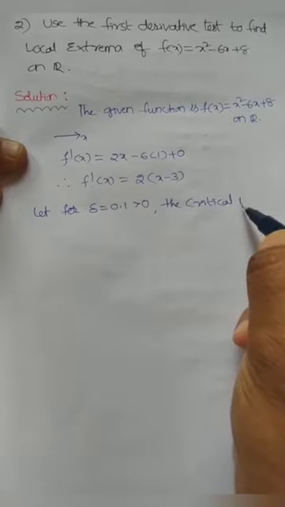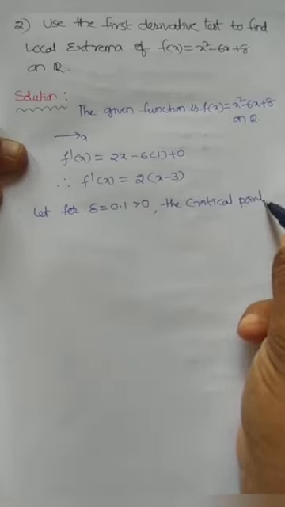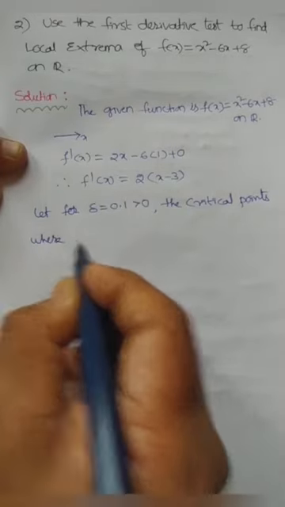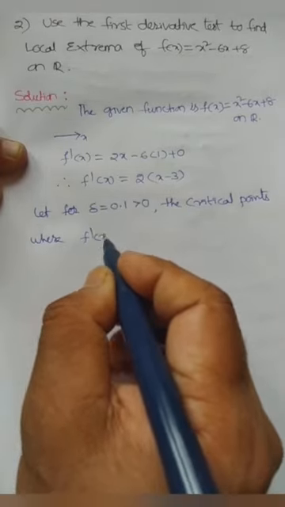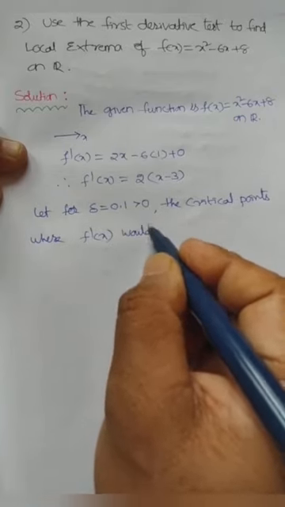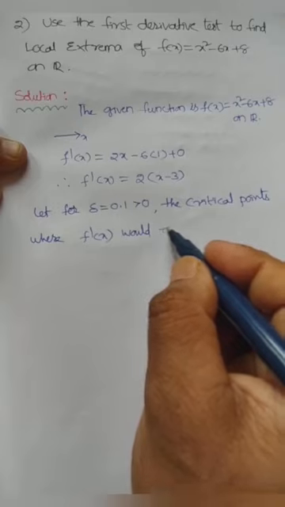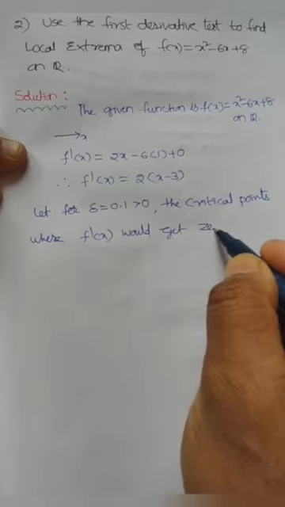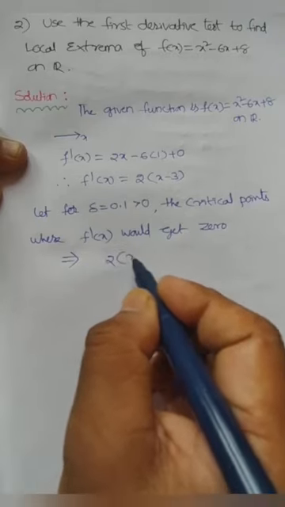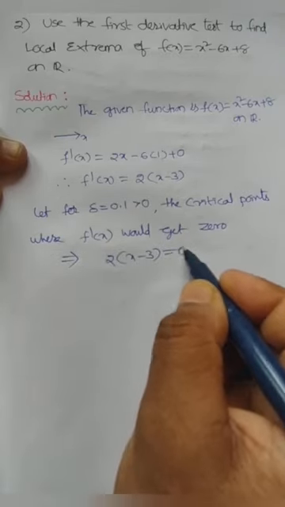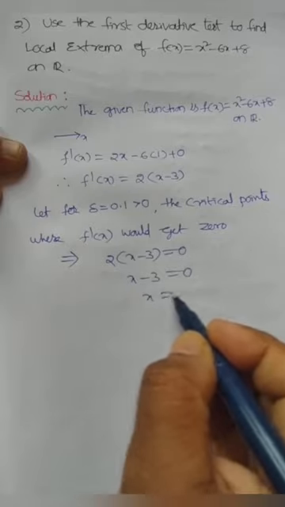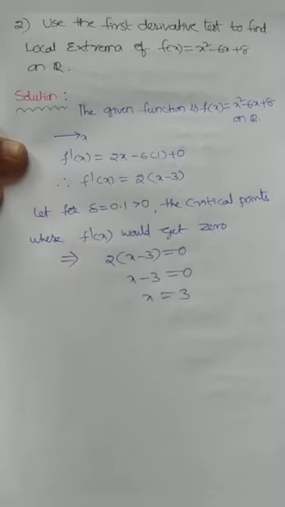The critical points where f dash of x would get 0. That implies 2 into x minus 3 is equal to 0, means x minus 3 is equal to 0. So we got only one value. What is that? X is equal to 3.